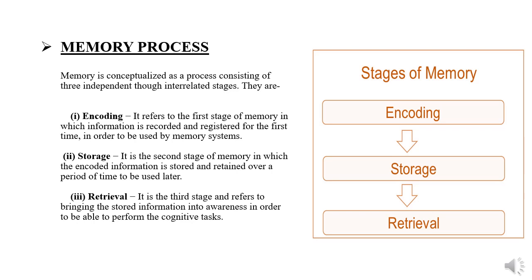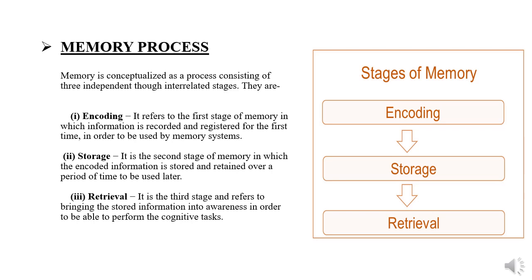Then comes the second stage, that is the storage. Every information that is encoded must also be stored so that it can be put to use later. So storage is the second stage of memory in which the encoded information is stored and retained over a period of time. And the last stage is the retrieval. Retrieval is the third stage of memory, and it refers to bringing the stored information into awareness in order to be able to perform a cognitive task.